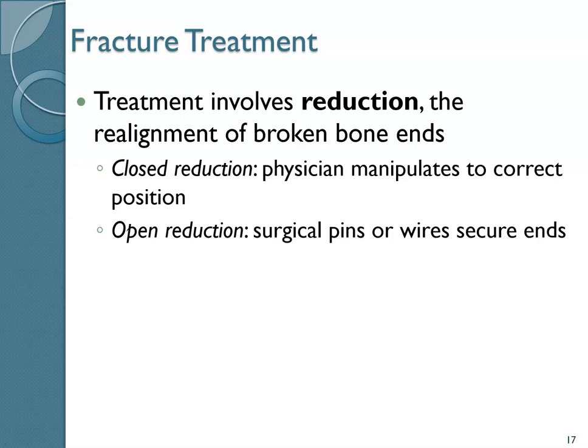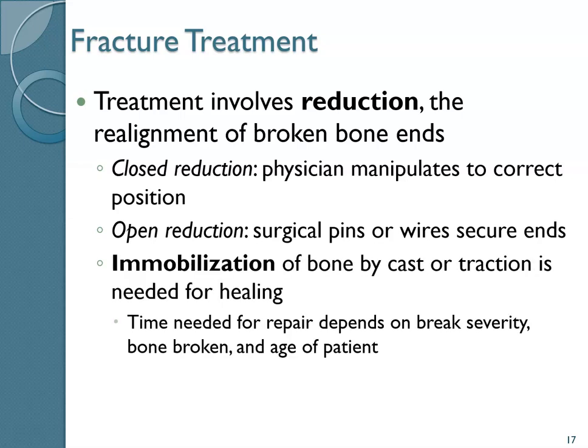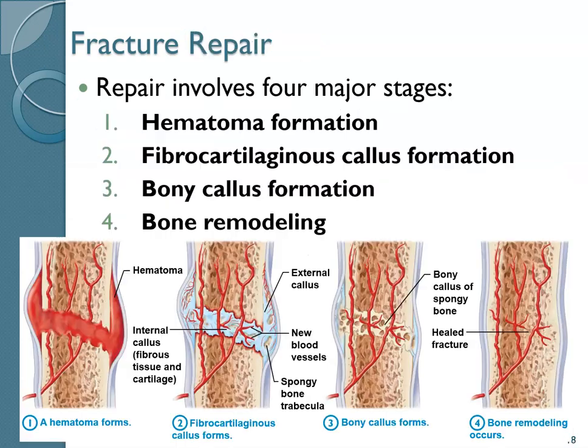Closed reduction is when we try to manipulate the part of the body and make sure that it aligns, and then of course we will immobilize, right? We can use a cast or traction. Traction is mostly used for the leg. This again helps the healing take place naturally by our own body.